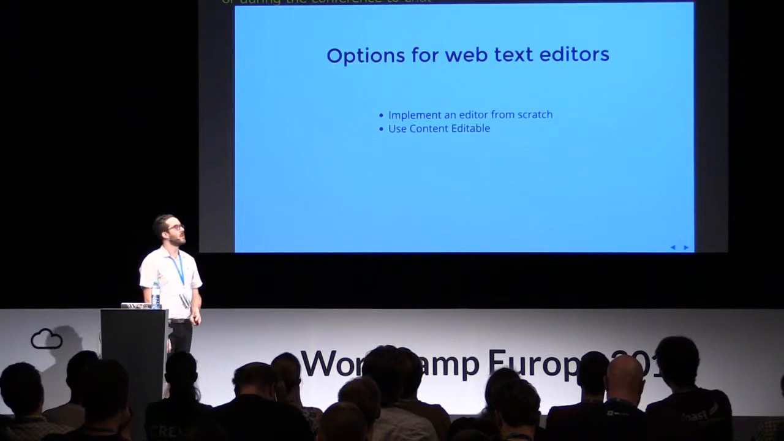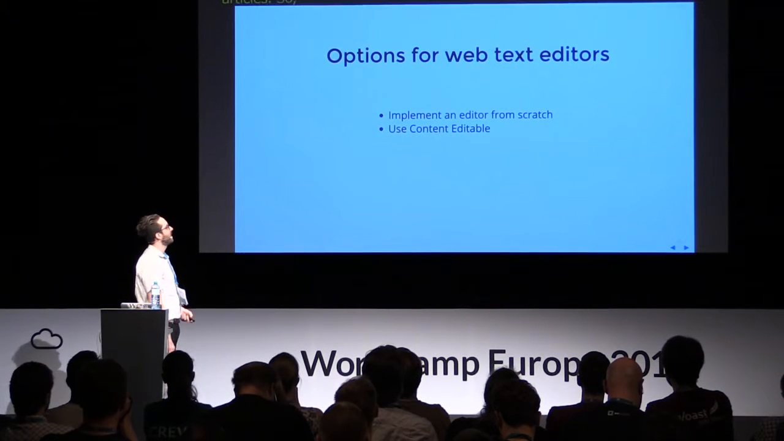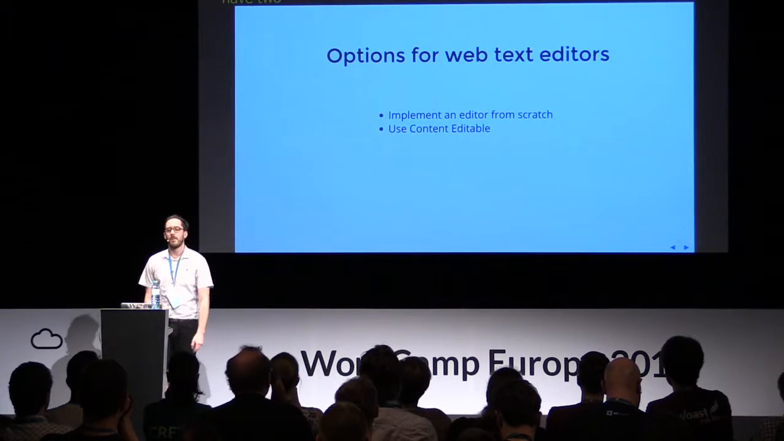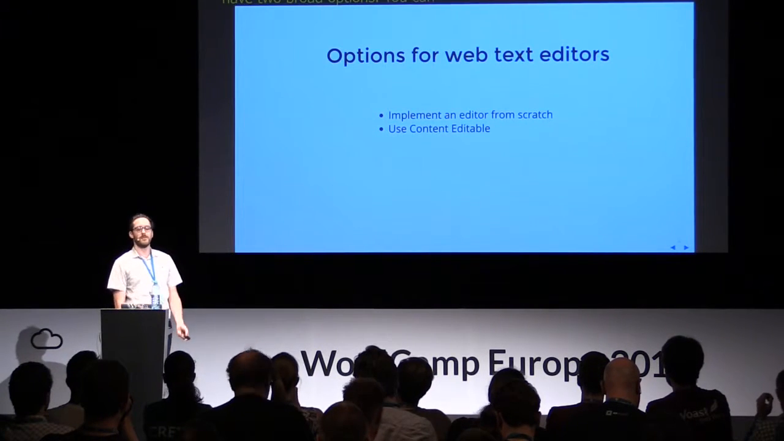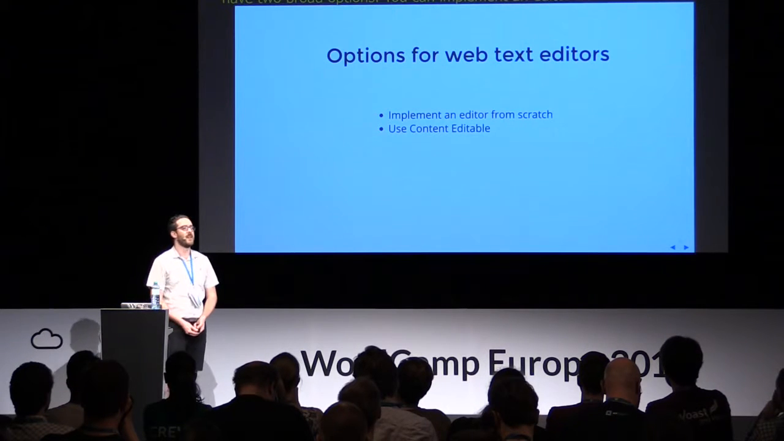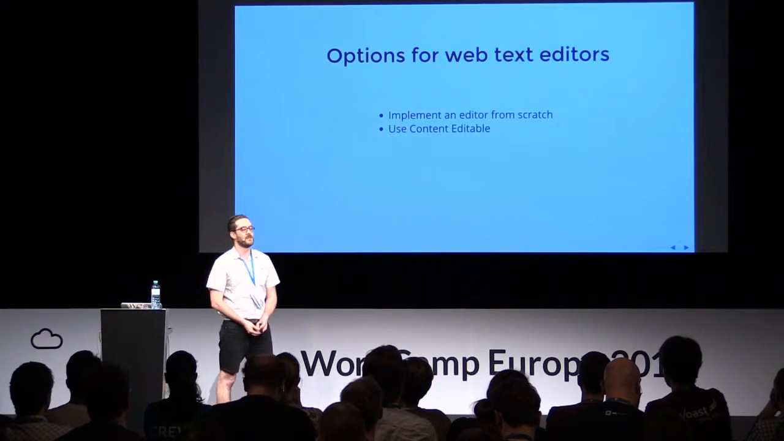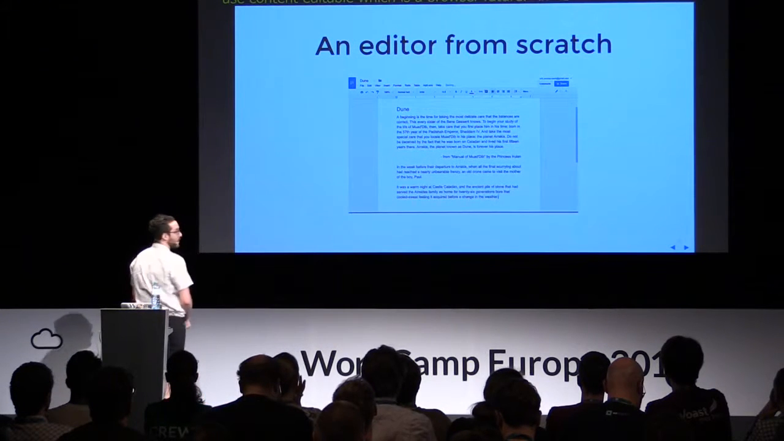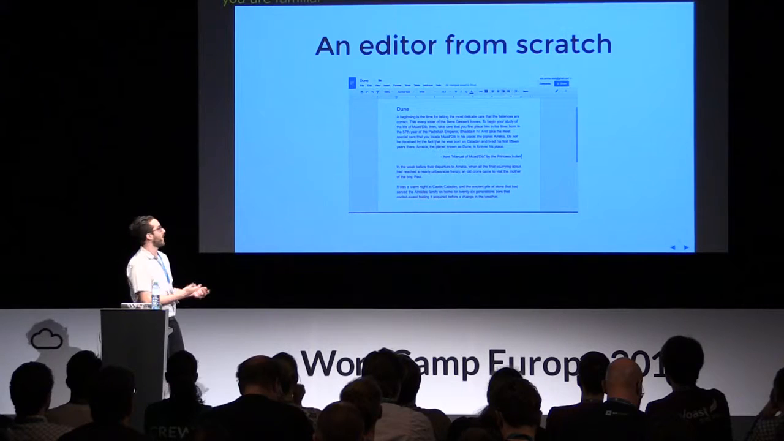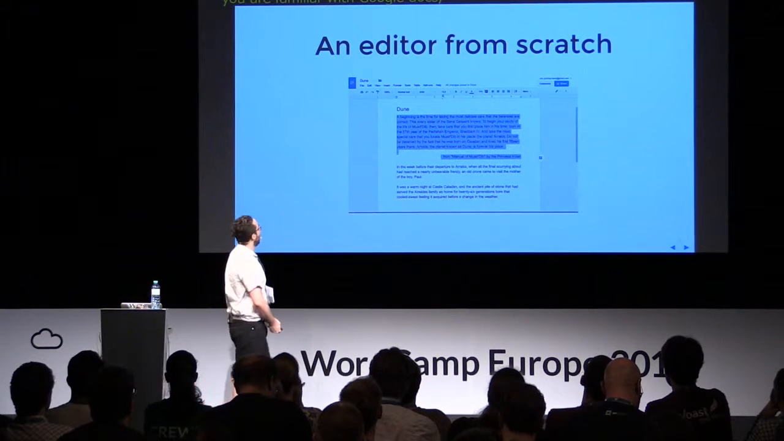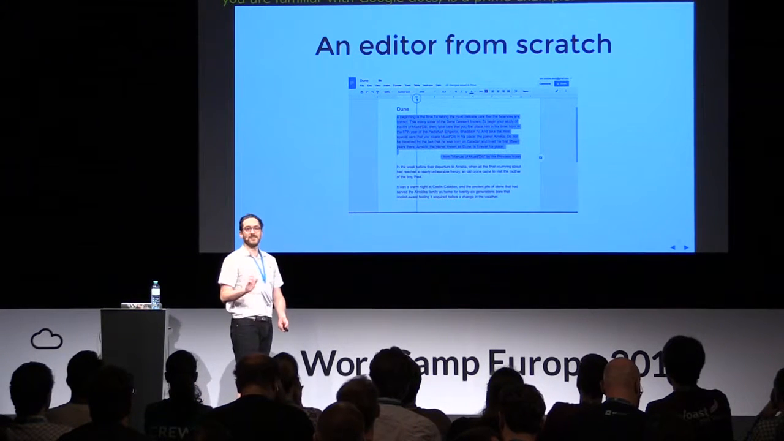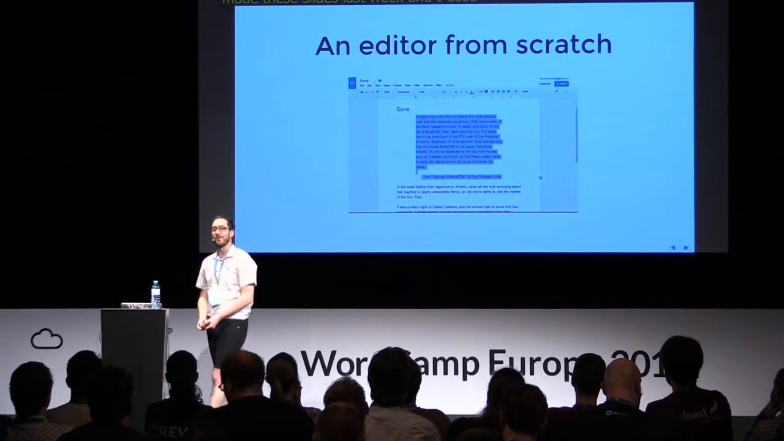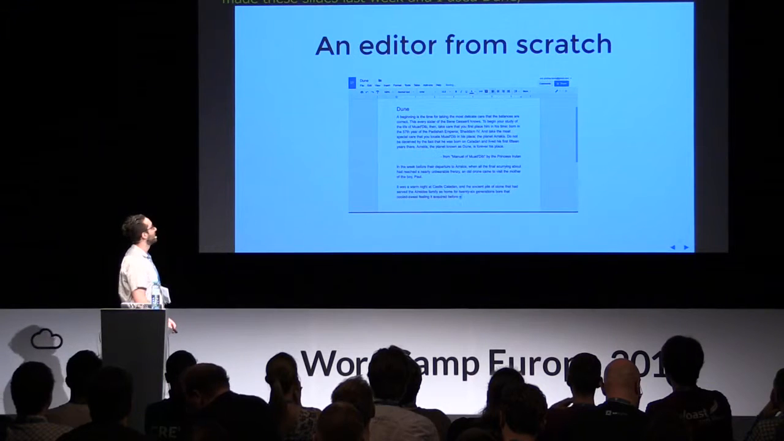So when you're going to build a text editor on the web, you have two broad options. You can implement an editor from scratch or use contenteditable, which is a browser feature. An editor from scratch, if you're familiar with Google Docs, is a prime example. And I swear I made these slides last week, and I used Dune, and I guess Matt Mullenweg just finished Dune, so great coincidence, great book.